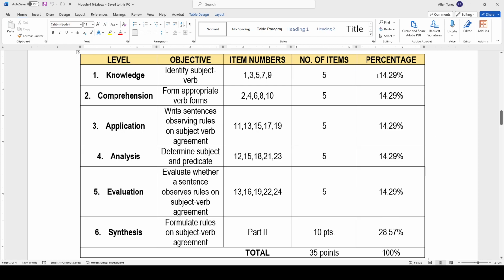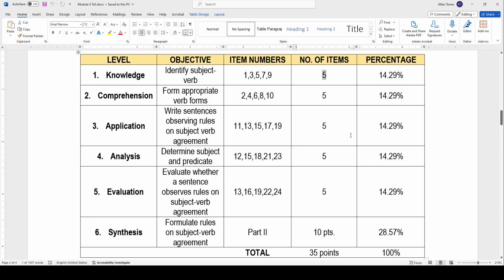Pero again, pag younger learners, dapat itong dalawang ito, yung knowledge and comprehension, they should represent more than 50% of your percentage pag pinag-plus mo na silang dalawa. Now, I'm assuming of course na alam nyo na on how to solve the percentage. Pero kung hindi pa, ganito lang po iyan.